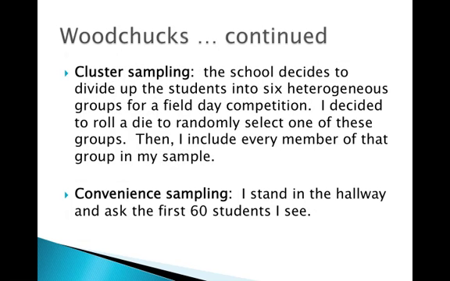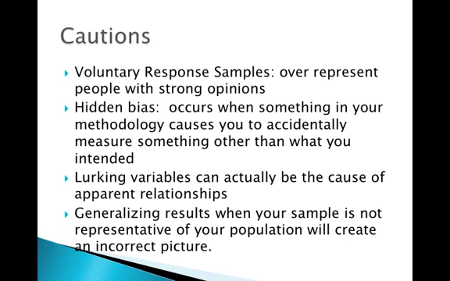Cluster sampling, the school decides to divide up the students into 6 heterogeneous groups for a field day competition. In other words, each group is like a simple random sample from the whole school. Each little group should be representative of the school population at large. I decided to roll a die to randomly select one of these groups, then I include every member of that group in my sample. Convenient sampling, that would be just like if I stand in the hallway and ask the first 60 students I see, or I just ask 60 of my students. That's not going to necessarily be representative of a larger group.